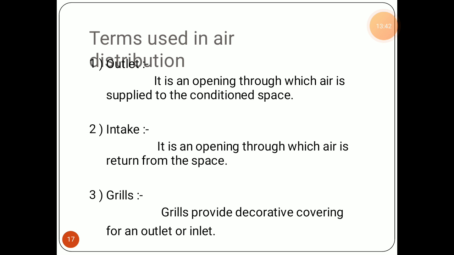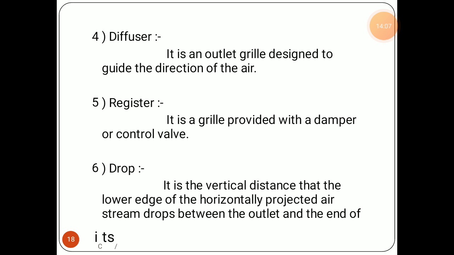The terms used in air distribution: first, outlet, it is an opening through which air is supplied to the conditioned space. Intake, it is an opening through which air is returned from the space. Grill, grills provide decorative covering for outlet or inlet. Diffuser, a diffuser is an outlet grill designed to guide the direction of air. Register, it is a grill provided with damper or control valve. Drop, it is the vertical distance that the lower edge of a horizontally projected air stream drops between the outlet and the end of its throw.